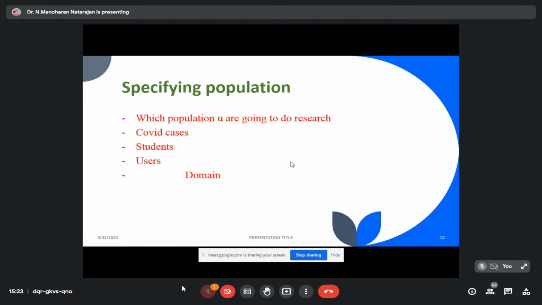So, population: where you are going to do the research. If you are going to have a research problem on diseases in plants, we have to take samples, a population or group of plants, affected or non-affected. That is not a problem. We have to take a domain where we are going to do a research. That is the next step.